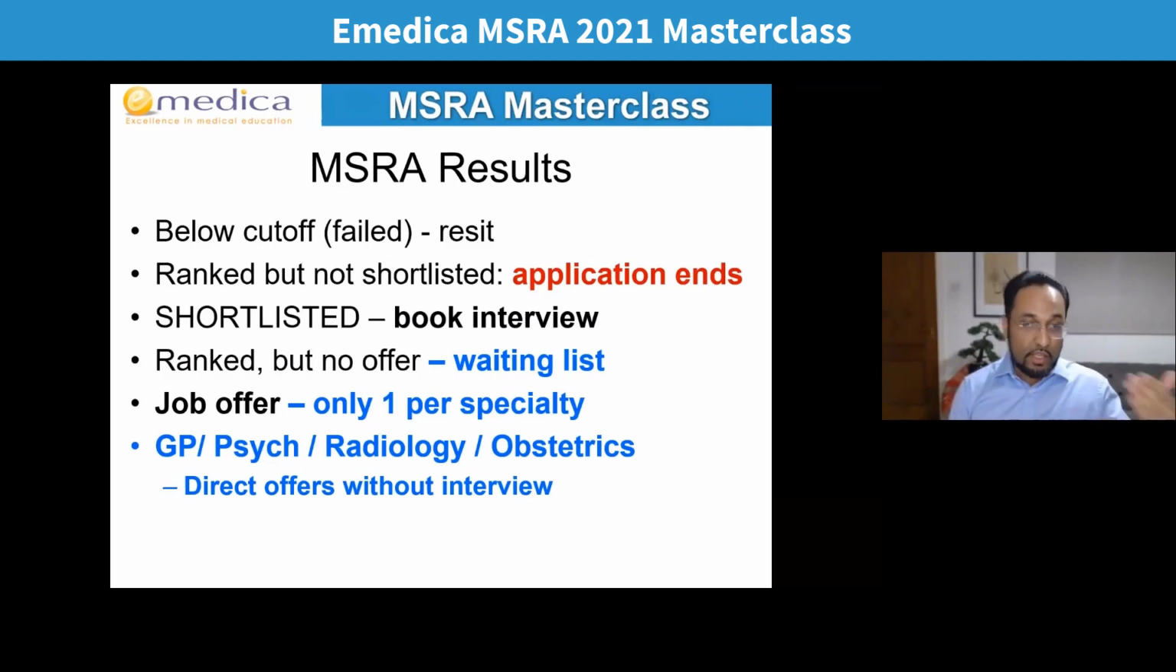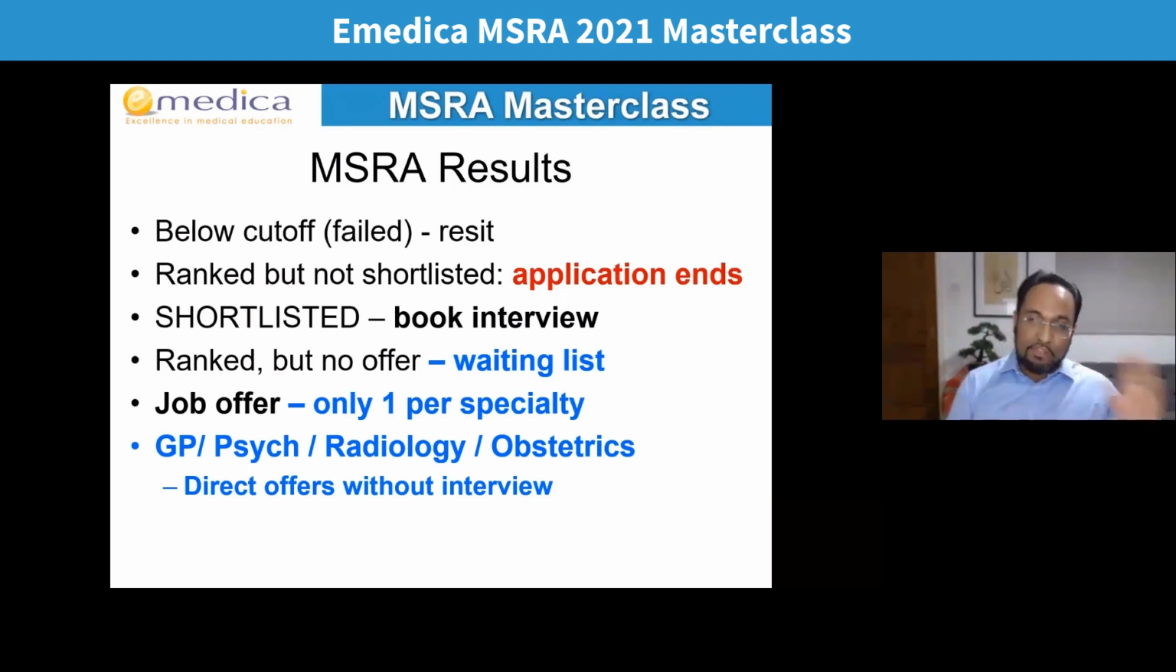You get an email to say, look, here's your score. You ranked 650 out of 1,000. We're only interviewing 600. Sorry, apply next year. Or you could get an email to say, congratulations, you scored this, you've been shortlisted, log back into Oriel and book a slot for interview. The interview will be remote, but you still need to book a timetable, an appointment.